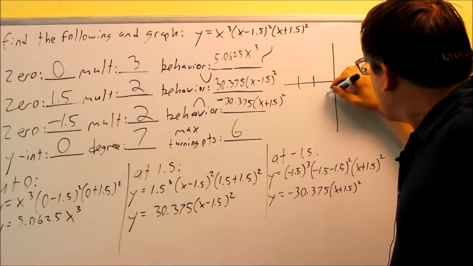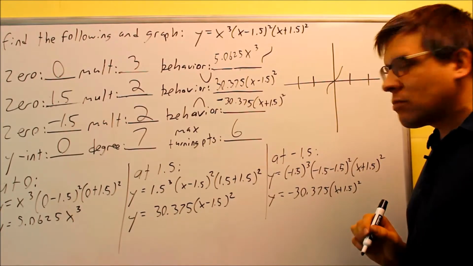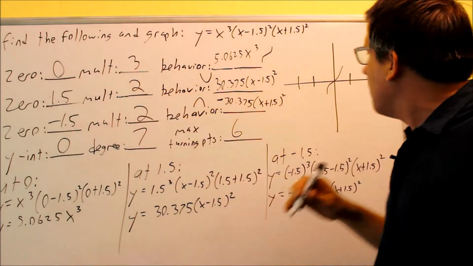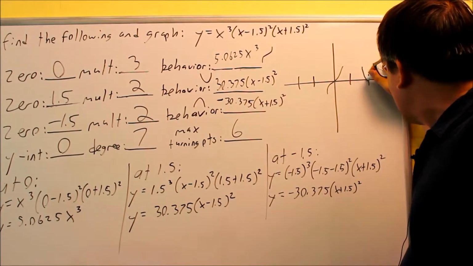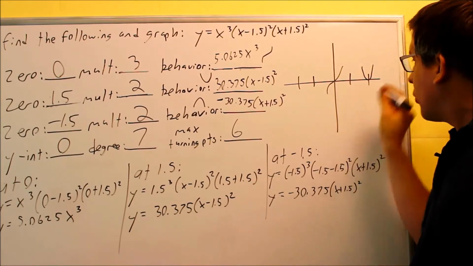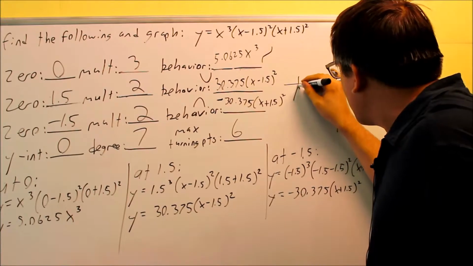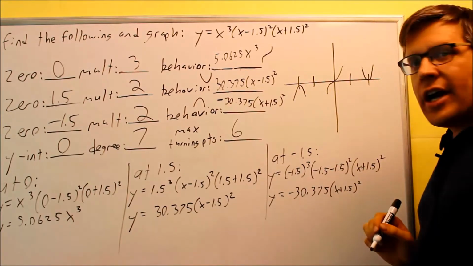At 0, it's supposed to look like this. It's going to look like a positive cube. At 1.5, it's going to look like this, a parabola opening up. At negative 1.5, it's a parabola opening down.